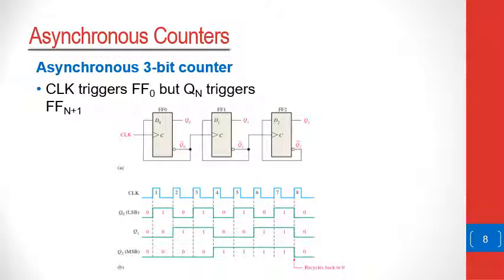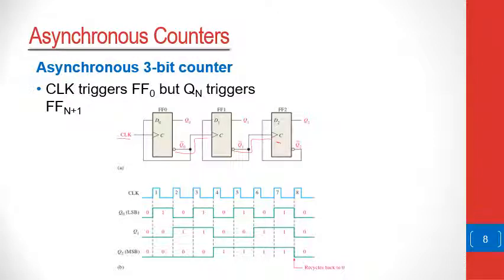So here is an example of a 3-bit counter. What I want you to note is that the first flip-flop will have its input directly from the clock. The second flip-flop will have its input from Q0 bar of the previous flip-flop. The third flip-flop, which is FF2, will have the input of Q1 bar, which is from the second flip-flop.